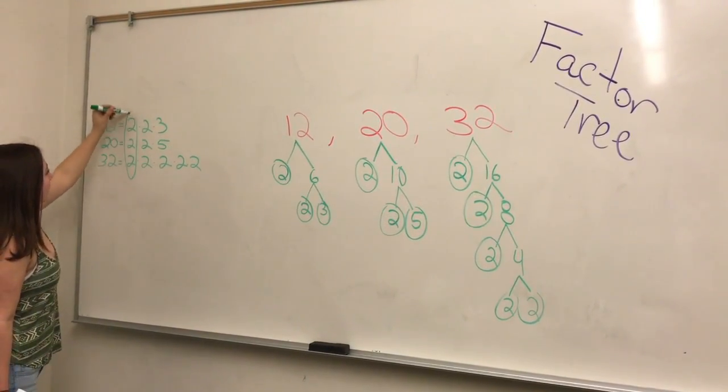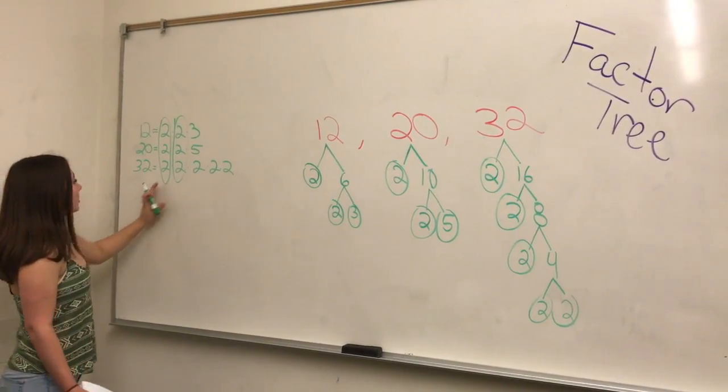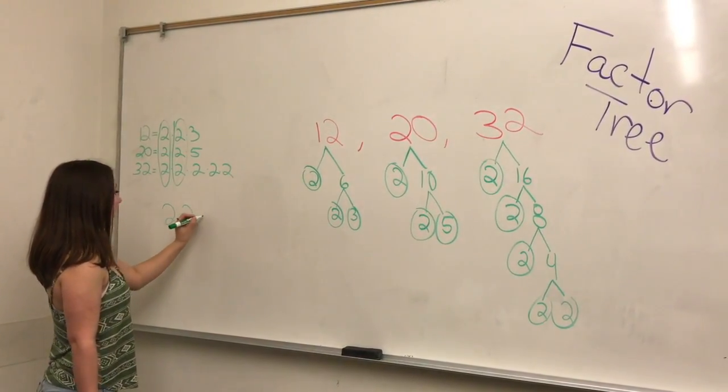And then we're going to look at what they have in common. So I know that they have this line in common and this line in common, and after that, they have no other numbers in common. So they have 2 rows of 2, so I'm just going to do 2 times 2, and that equals 4.